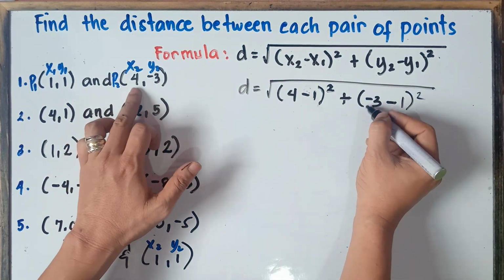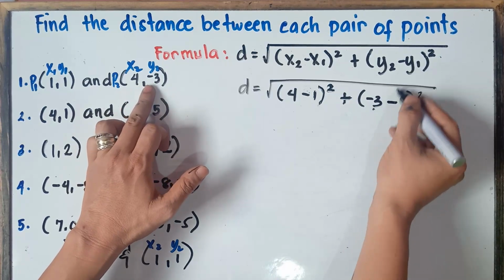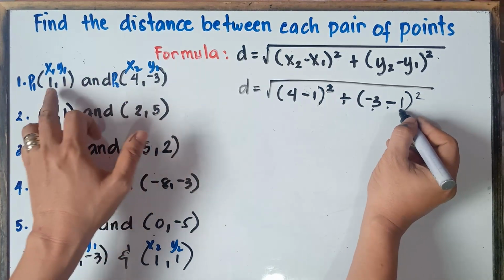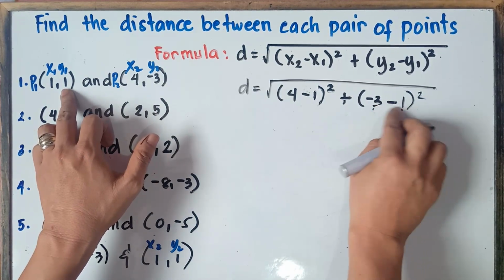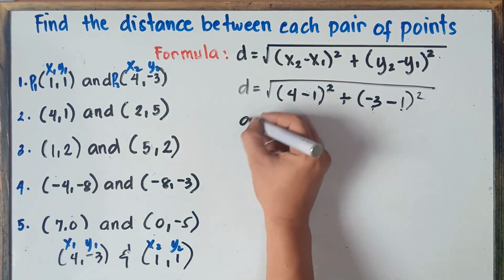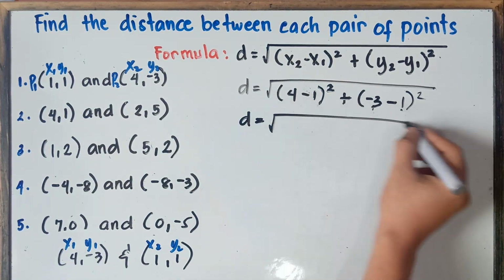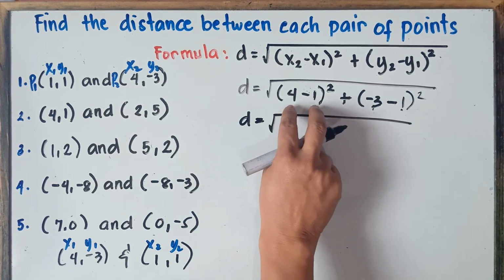Open parenthesis, y sub 2 is negative 3. Copy minus sign. And then y sub 1 is 1. Close parenthesis, and then squared. Alright, and then simplify this one. So d is equal to square root of. Okay, simplify inside the parentheses.